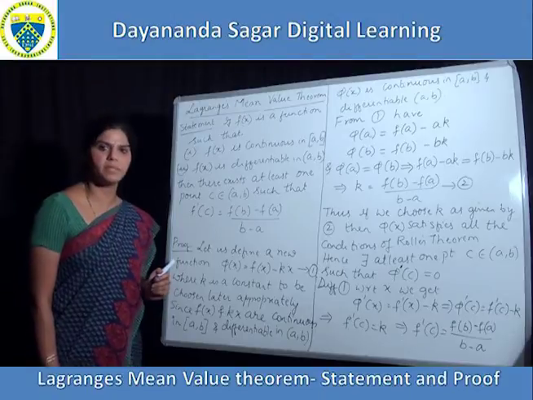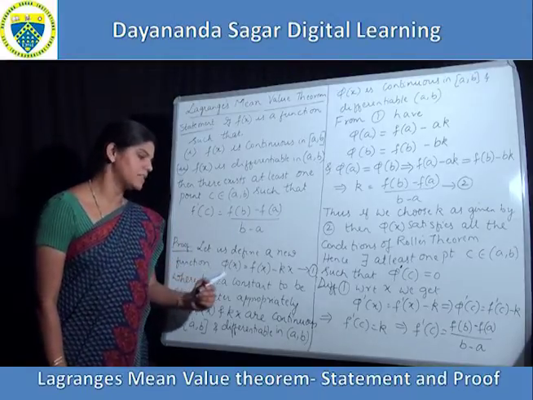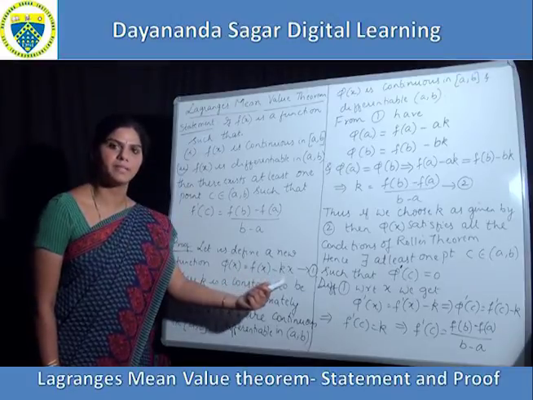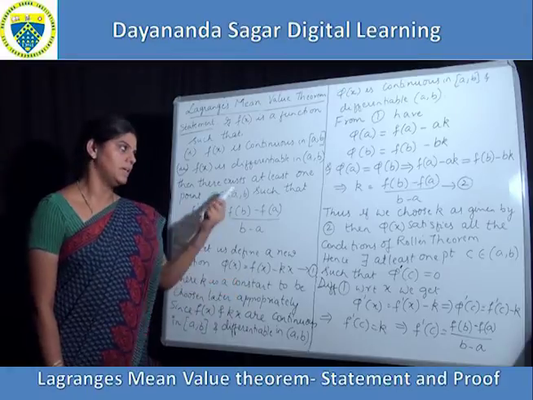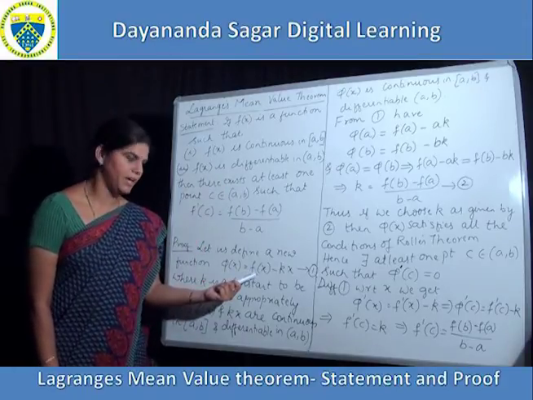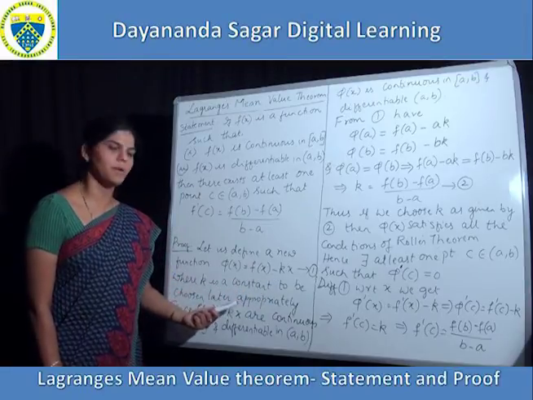Now let us prove this theorem. To prove this theorem, let us define a new function phi of x which is given by f of x minus k into x. Now we know that f of x is continuous in the closed interval a comma b and differentiable in the open interval a comma b. K into x, where k is a constant which is to be chosen later appropriately.